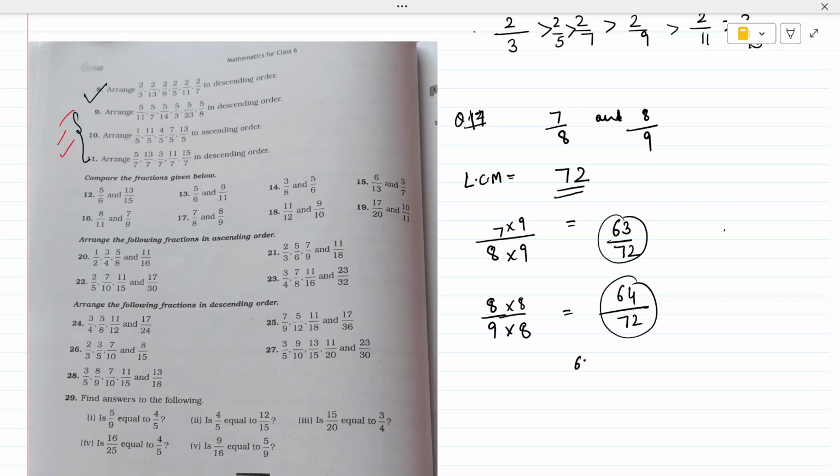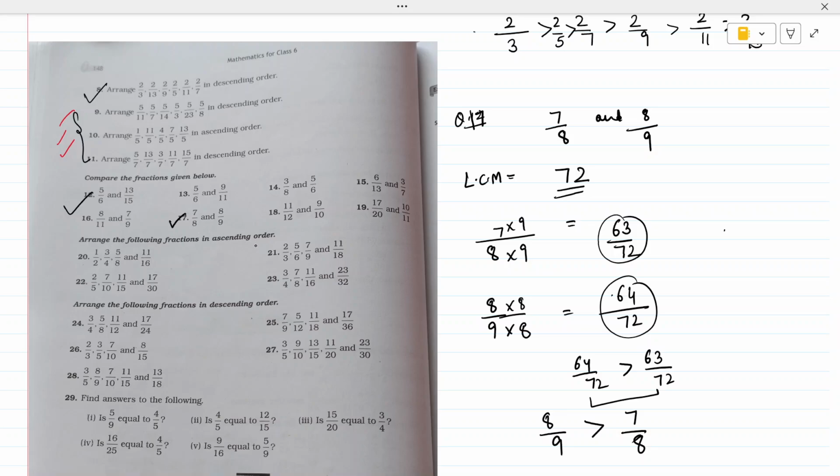We know that 64 is greater than 63, so this is the bigger fraction because the denominators are the same. 64 corresponds to 8 by 9. So 8 by 9 is greater than 7 by 8. Similarly, kids, the rest of the questions are homework for you. You have to do this.